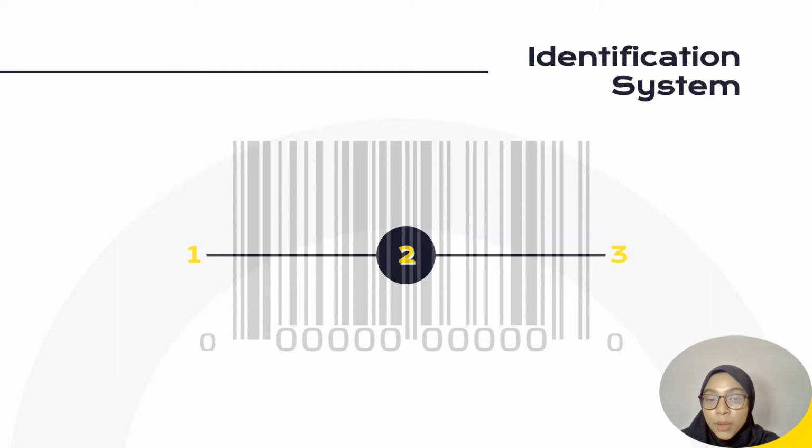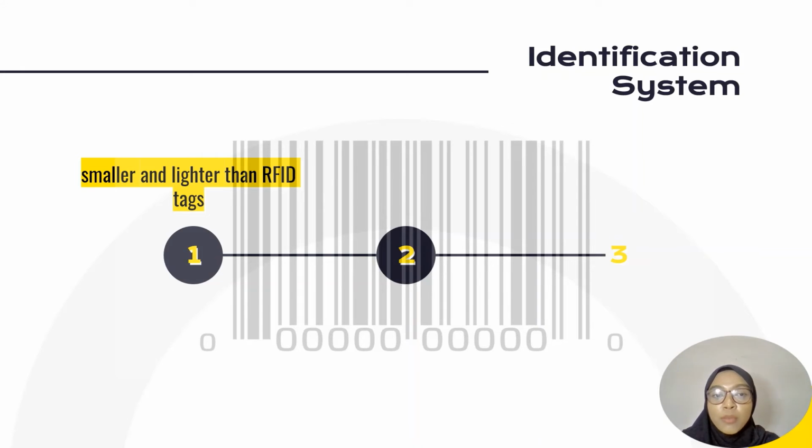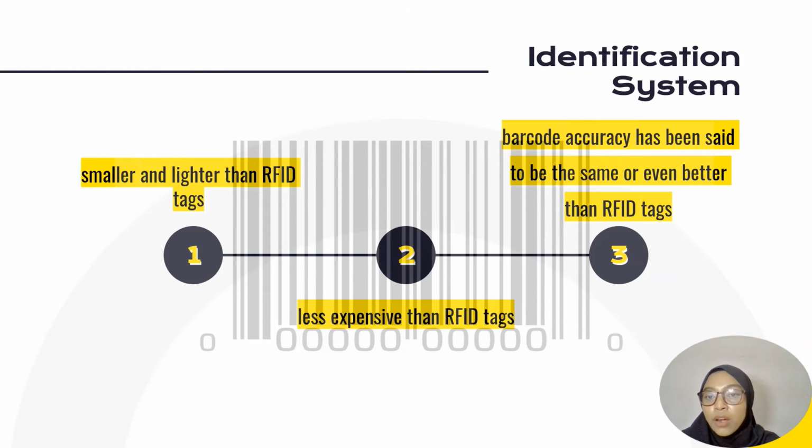The benefits of using the barcode identification system are, first, that it is smaller and lighter than RFID tags. Second, it is less expensive than RFID tags, and third, barcode accuracy has been said to be the same or even better than RFID tags.